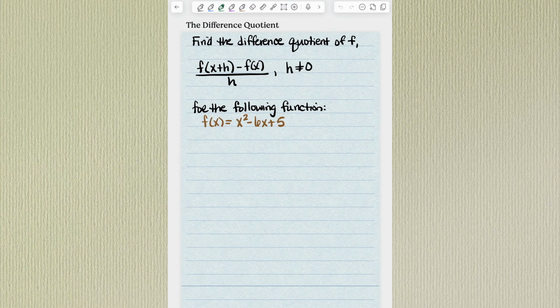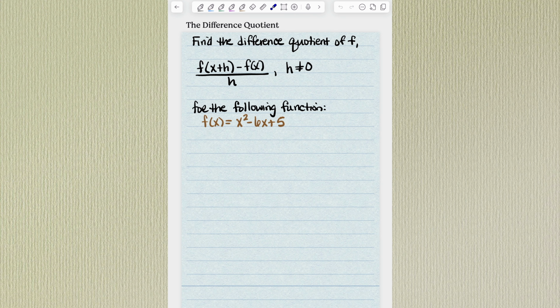The difference quotient. Cool beans. Let's get started. So find the difference quotient of f. This right here, this is called the difference quotient. And h is not equal to 0 because you can't divide by 0. So this is more of a calculus thing. They introduce it to you in algebra to kind of prepare you for calculus.